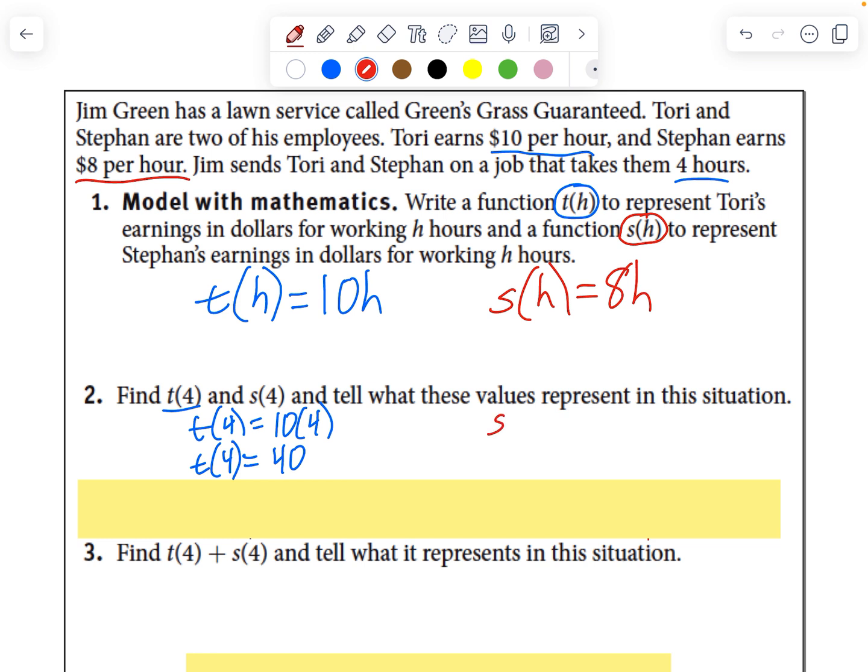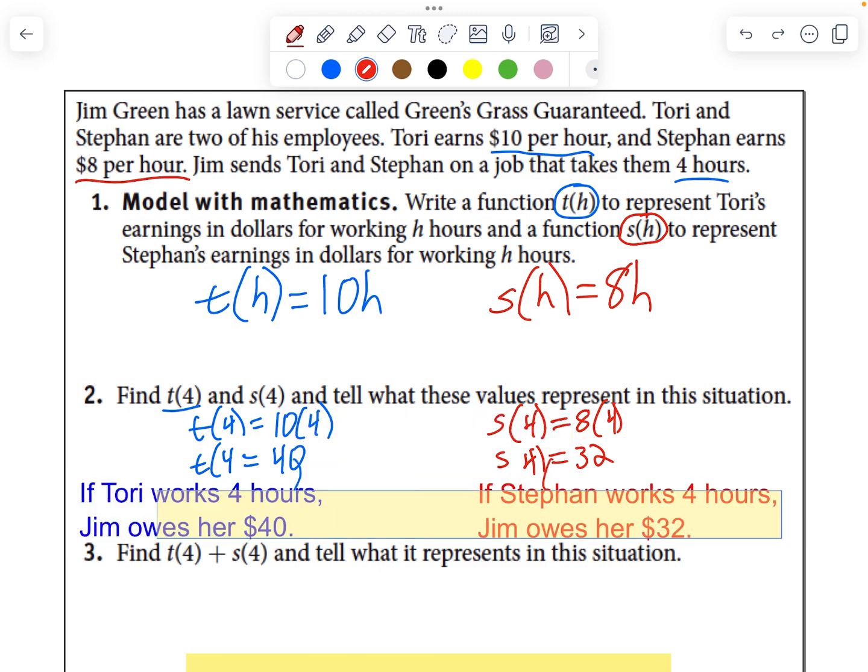We do the same thing for Stefan's function. We take 4 hours, plug it in for h. So we get 8 times 4. So we get s of 4 equals 32. Right? Again, not that hard to compute. Now we understand what these mean. So remember, the inside number here is the number of hours, and the output is the pay.